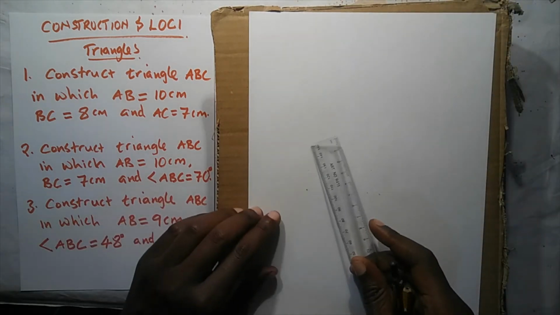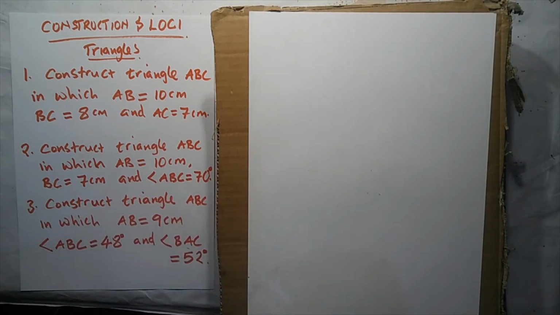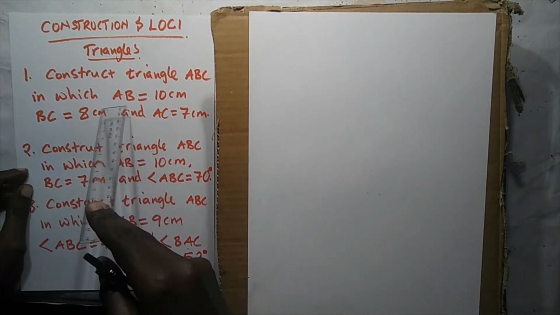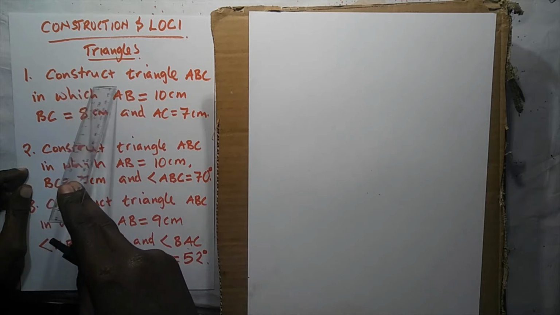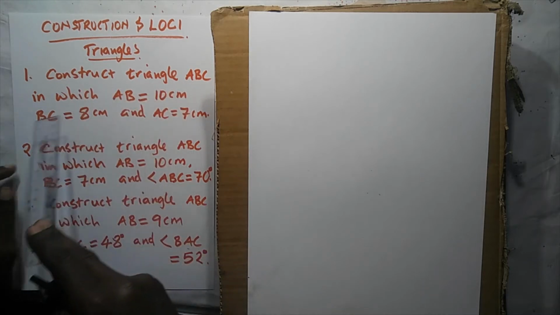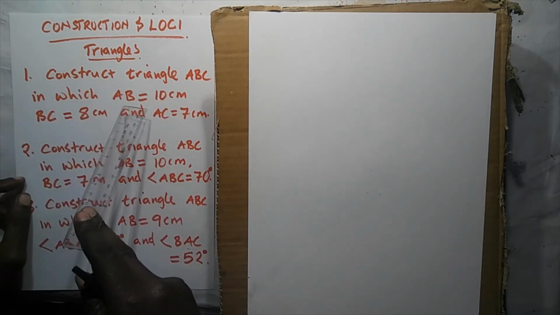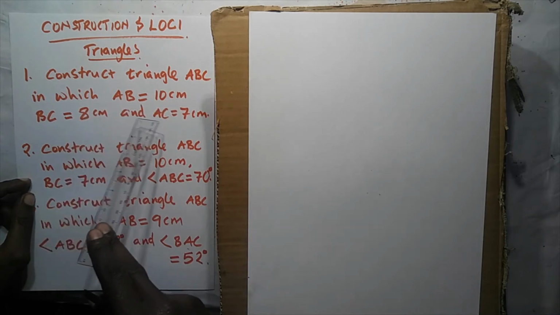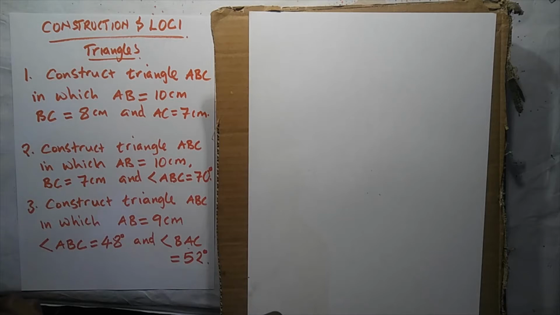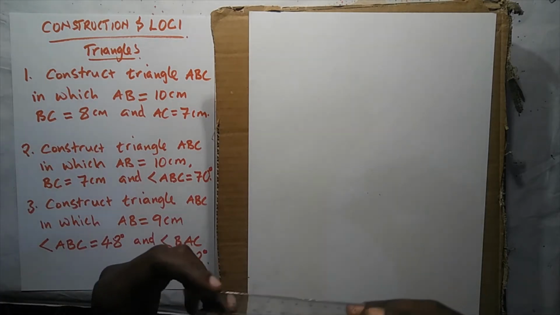Okay, so in this lesson we want to look at how to construct various types of triangles. And so the first triangle that we are constructing is where you are given all the sides of the triangle. So here it says construct triangle ABC, in which AB is 10 centimeters, BC is 8 centimeters, and AC is 7 centimeters. Okay, so you get your ruler here.